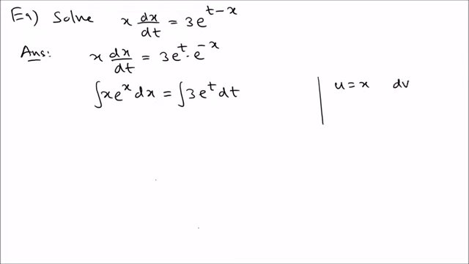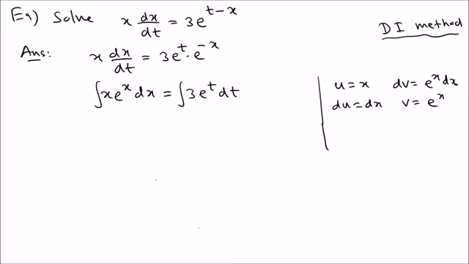If you are trying to use the shortcut method, the DI method, make sure that you practice that first. There's a video that solves many problems there, so you can practice using that. Then we take the derivative here, so du equals dx, and integrate dv, so you get e to the x.